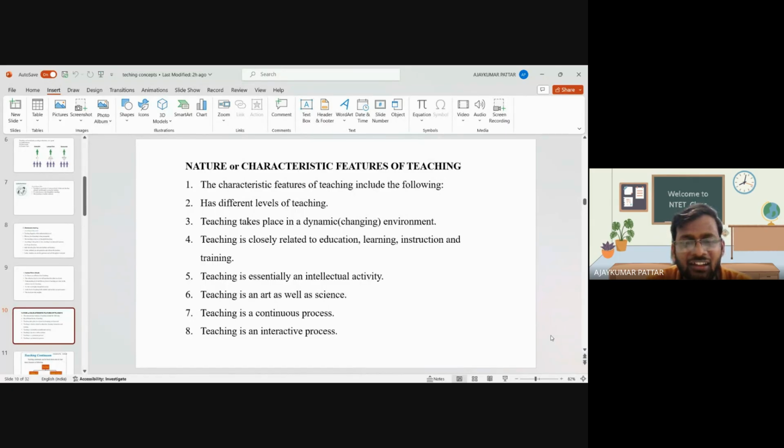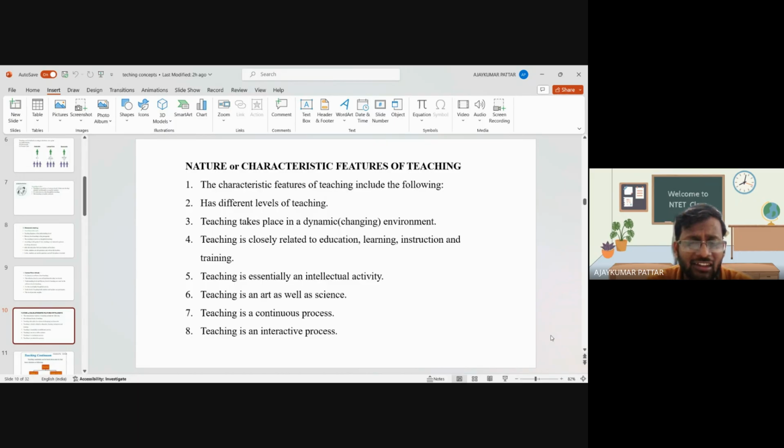Teaching is an art as well as science. Yes, teaching is an art. How will we teach students? How will we manage the classroom? This is one type of art, and it is also a science. Teaching is an art as well as science. Teaching is a continuous process.